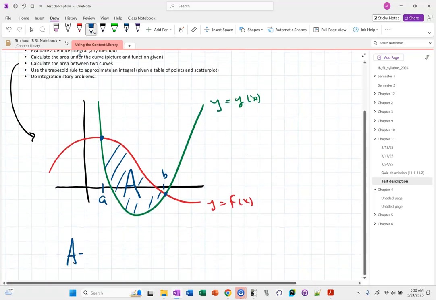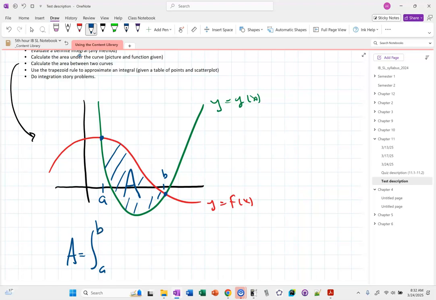So that area is going to be the integral from A to B of the function on top minus the function on bottom. Which function is on top, f or g? F, right? And g of x is on bottom. And then just into my calculator she goes.